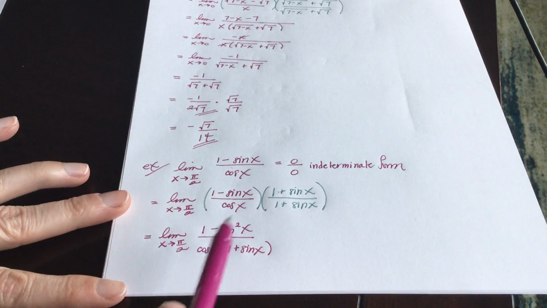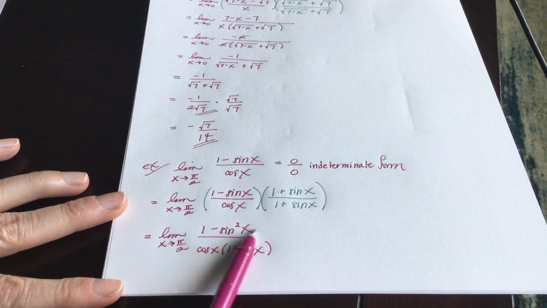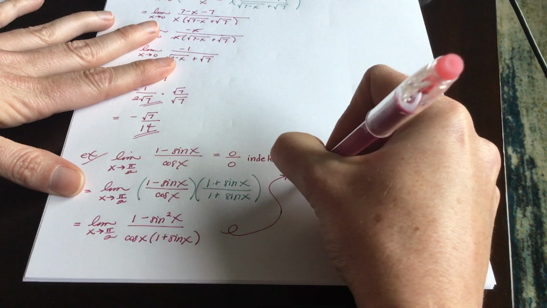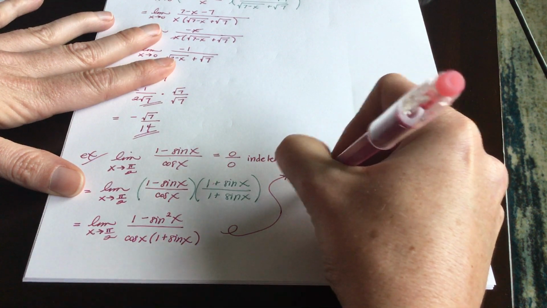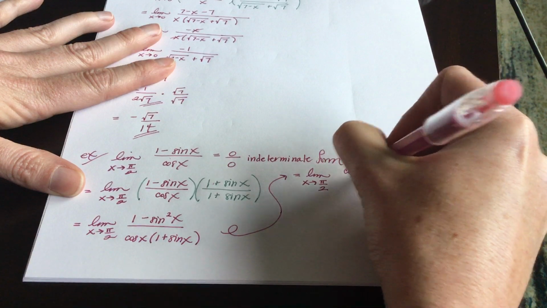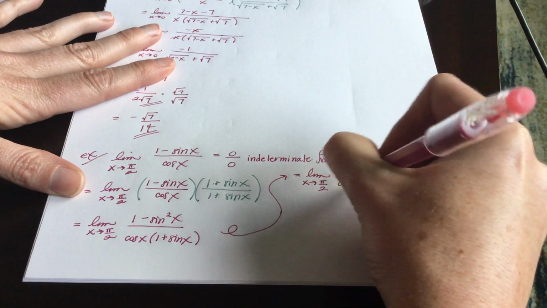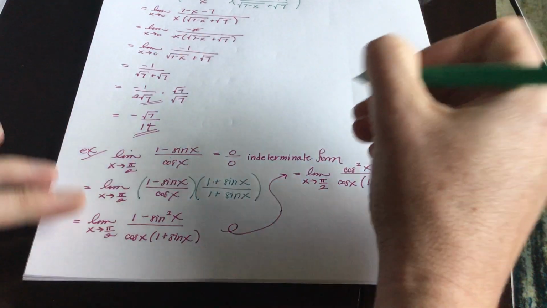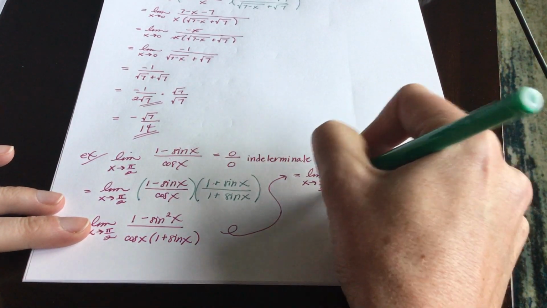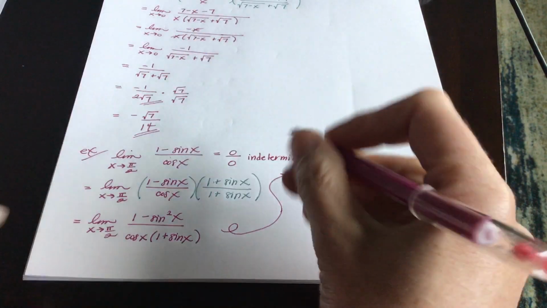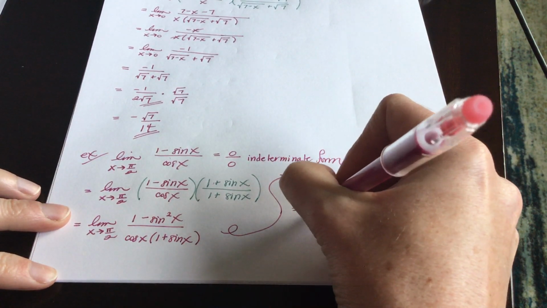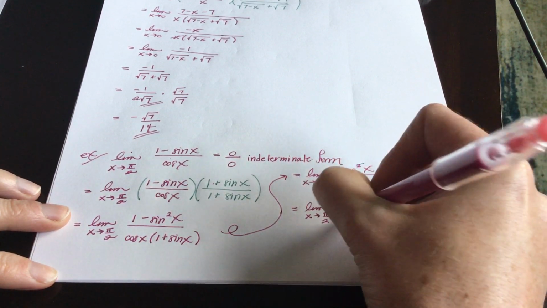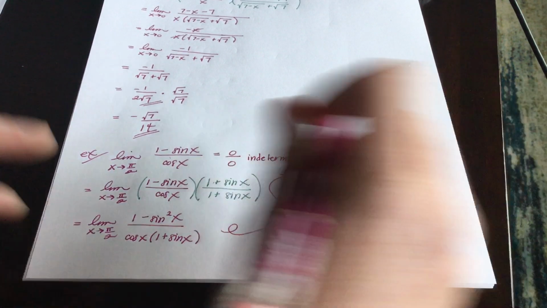Instead, look at this numerator, trig function squared. We're going to reach for which types of identities? Oh yeah, Pythagorean identities. So now we have the limit as x approaches pi over 2 of cosine squared x over cosine x times 1 plus sine of x, and one of the cosines cancels. So now we're left with the limit as x approaches pi over 2 of cosine of x over 1 plus sine of x.